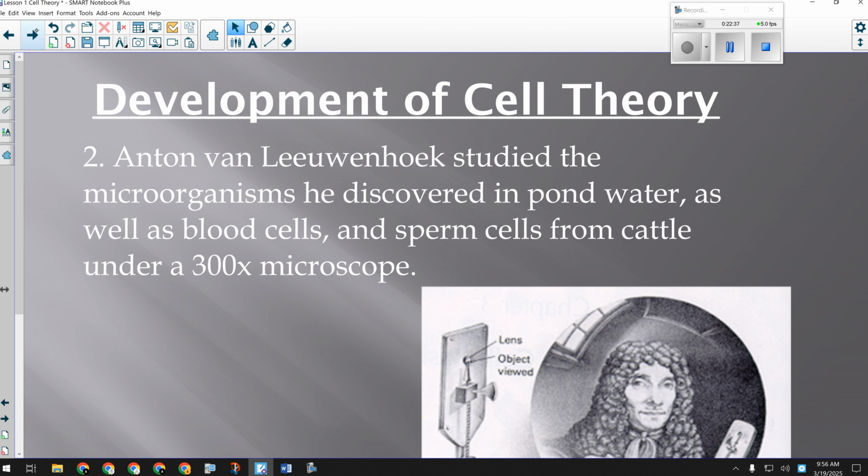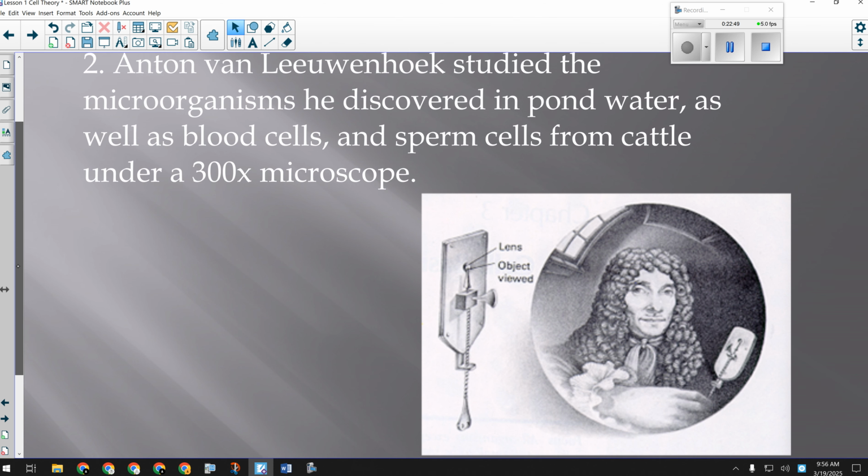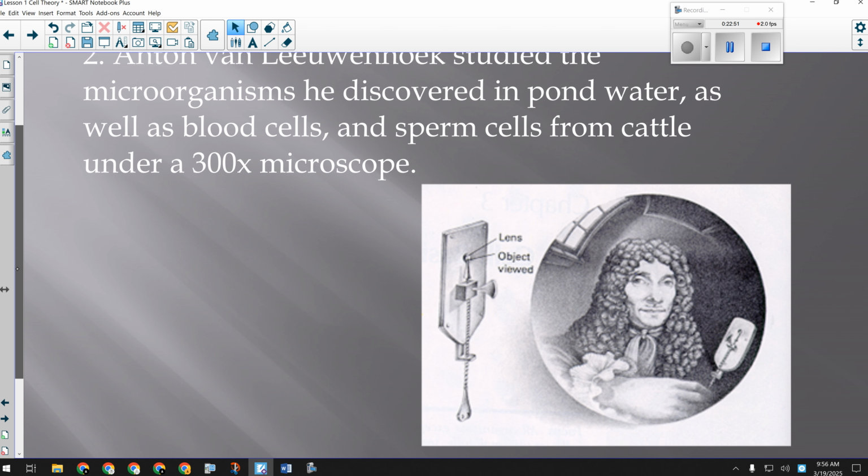Okay, and his microscope could magnify 300 times. It was 10 times better than the one Hooke built. Okay, problem is its design. It looks like a ping pong paddle.